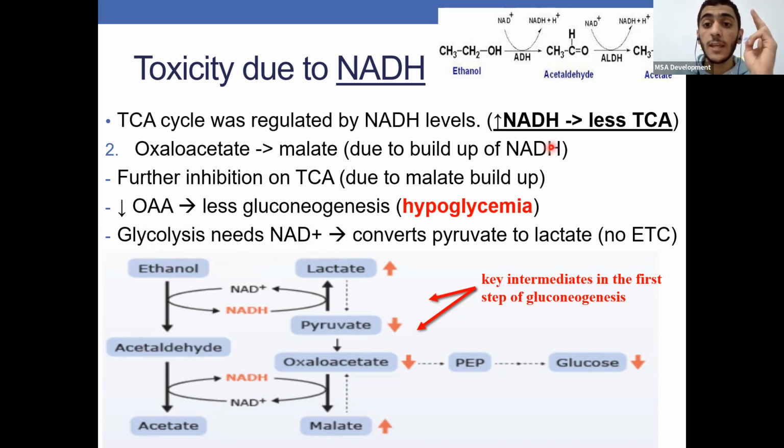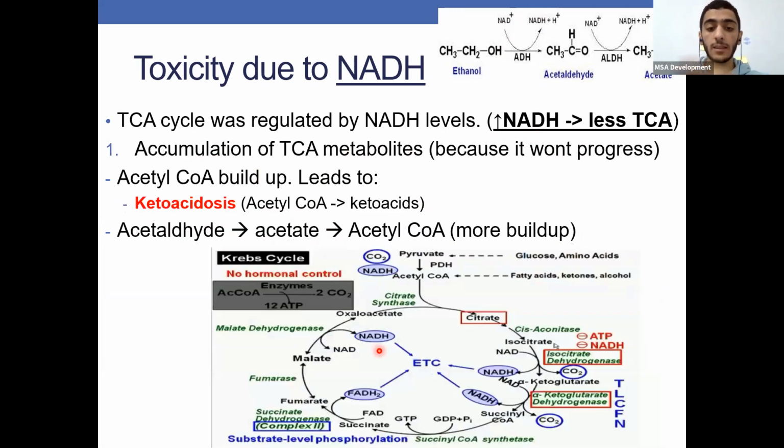Now, the next thing is that the buildup of NADH is going to lead to an increase of malate by converting oxaloacetate to malate. Let's take a look back at the Krebs cycle. If you notice right here, the oxaloacetate to malate reaction is a reversible reaction. It can go both ways. If there is a high amount of NAD positive, it's going to go over this way. So if there's a high NAD positive, malate is going to be converted to oxaloacetate. In this case, however, we have a high amount of NADH. So the NADH will combine with the oxaloacetate in order to form malate.